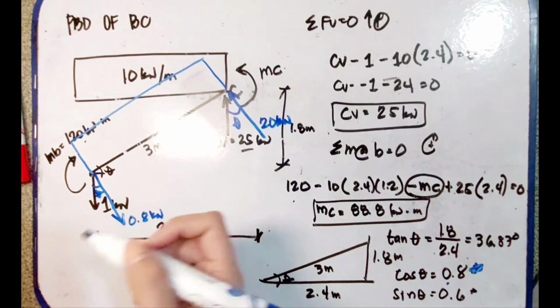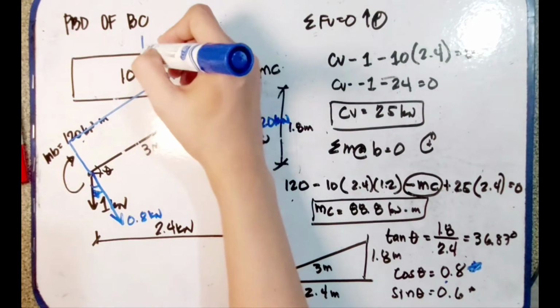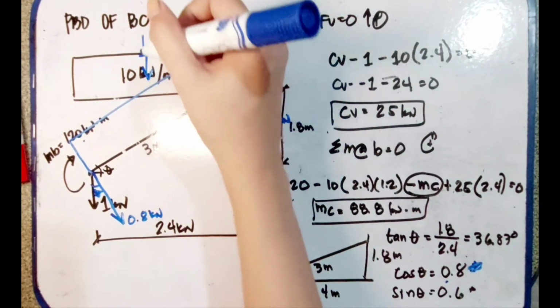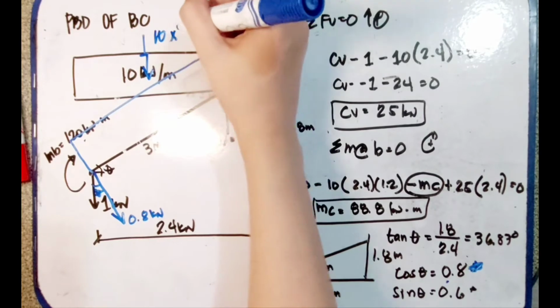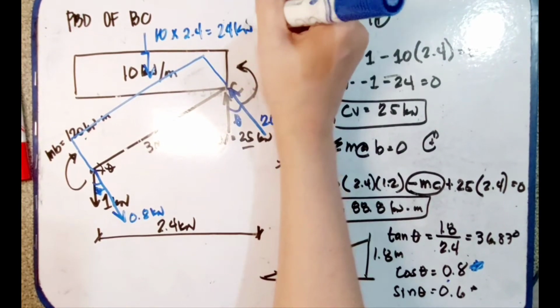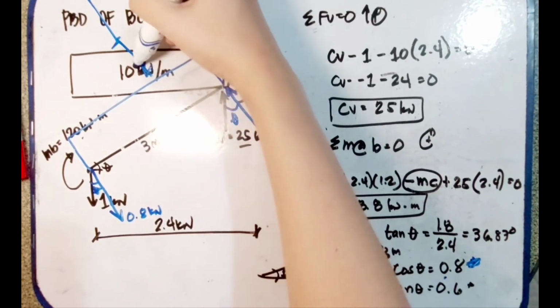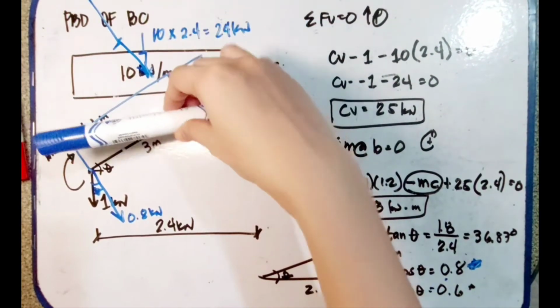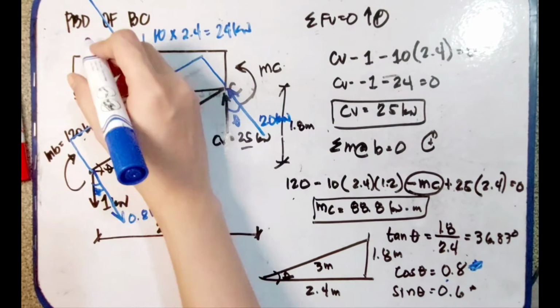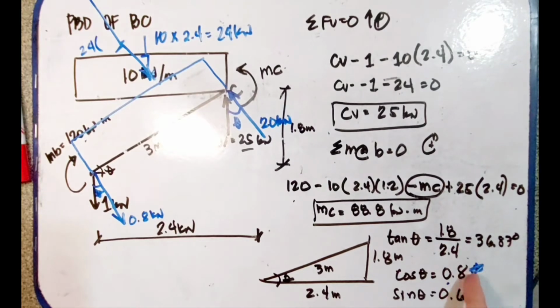Okay? So, kaya paano naman natin ibabagsak itong 10 kilonewton? Kukunin muna natin yung resultant. Yung resultant nito would be 10 multiplied by 2.4. So, that is 24 kilonewton. Pag kinuha natin itong side na to, kasi nga, binagsak natin siya, so magiging slant. Ang value nito ngayon ay 24 multiplied by cosine, which is 0.8.